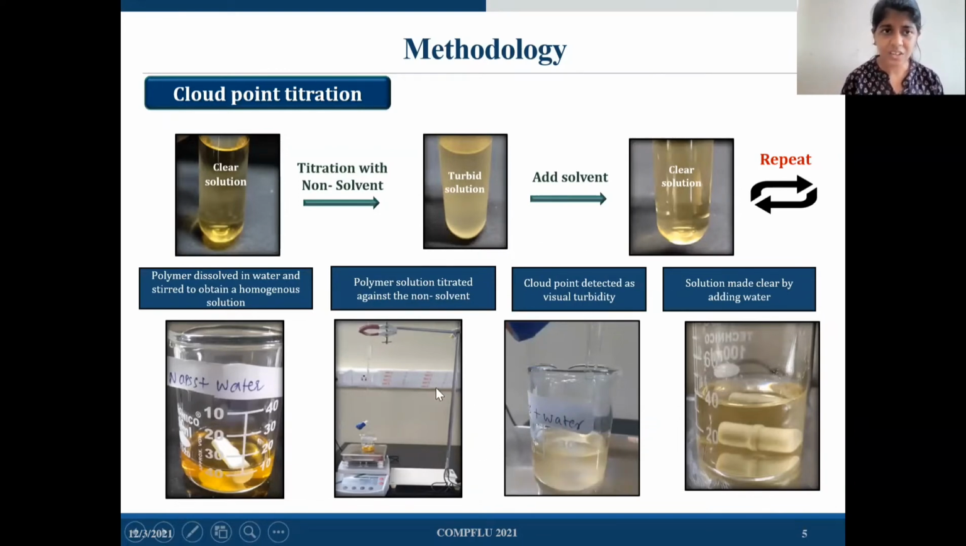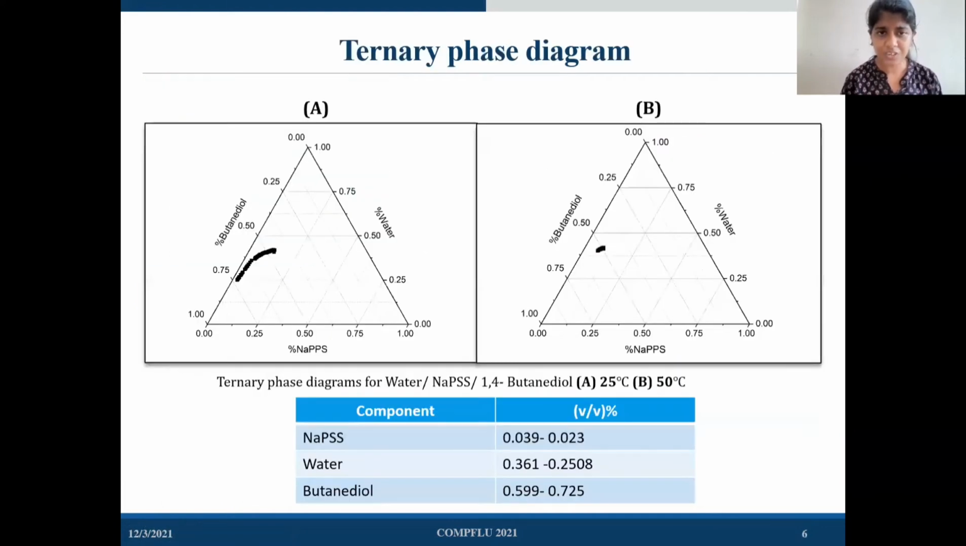Once we get the cloud point compositions, we plot the ternary phase diagram, and we obtain the plots at 2 different temperatures, that is 25 degrees Celsius and 50 degrees Celsius. And this is the composition range where cloud point happens for 25 degrees Celsius. We can see there is a shift of the binodal curve towards the left, that is towards more concentration of butanediol, in the case of 50 degrees Celsius. That means we need more butanediol for phase separation at higher temperatures.